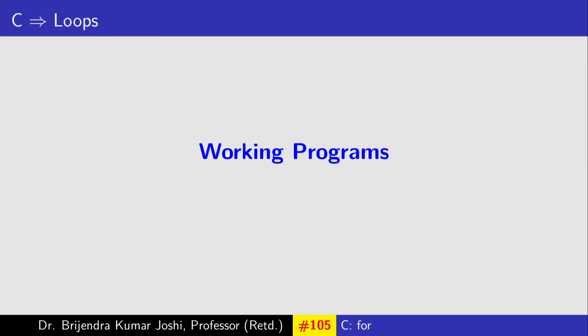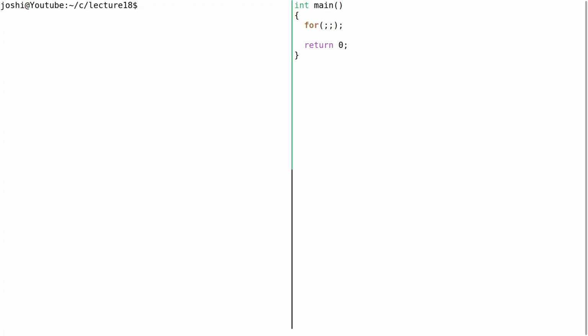So now let us have some working programs. I have written 3 programs, perhaps. I don't remember, 2-3 programs. So let us see. The first program is on the left hand side. I will execute it. Smallest for loop.